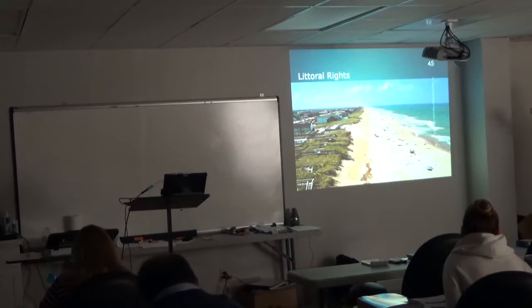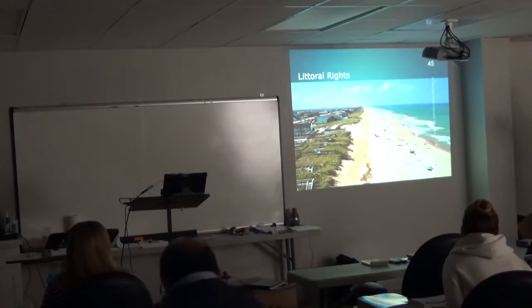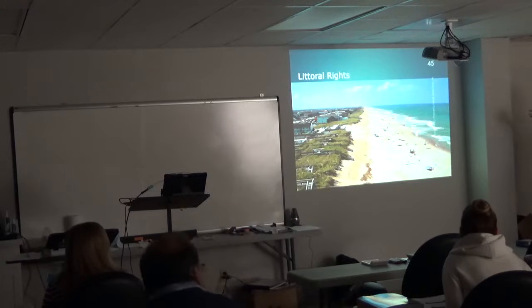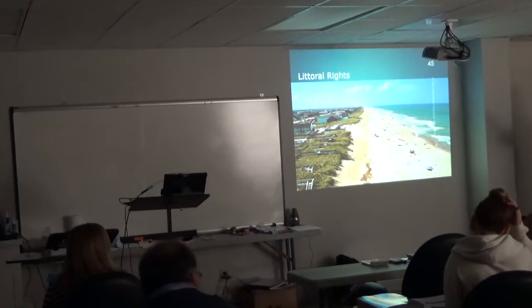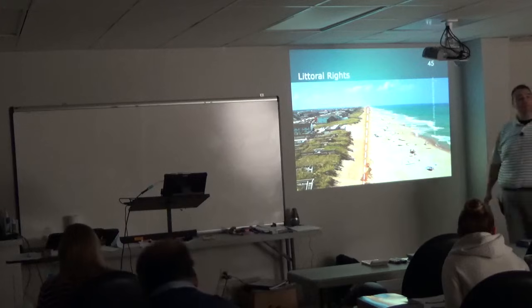So, with a littoral body of water, the property line is still going to be where the water starts. But because we have a tide and because the water moves in and out, we choose the high tide line as the property line. So this would be the property line. That high tide, that high water mark is going to be considered the property line.